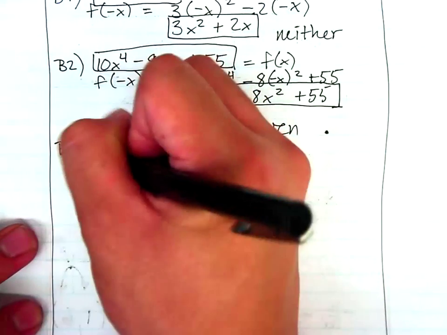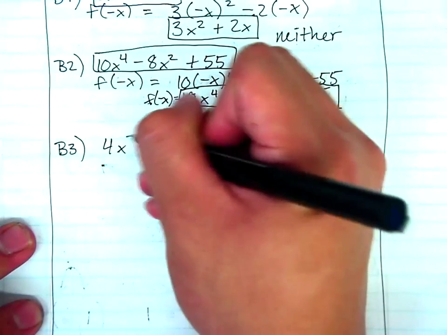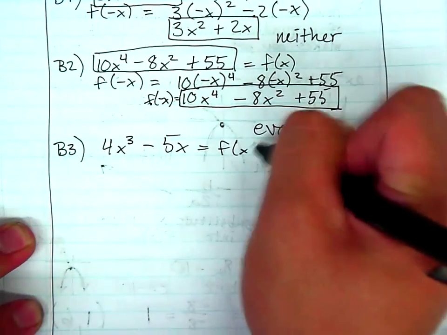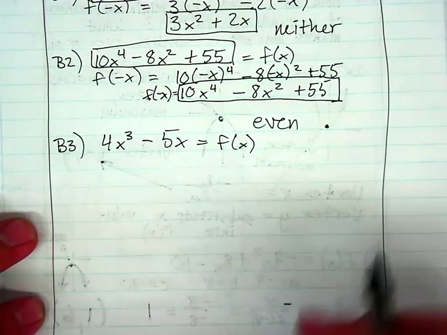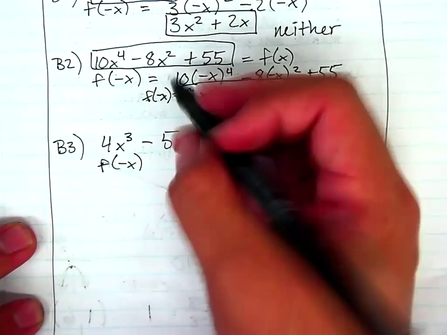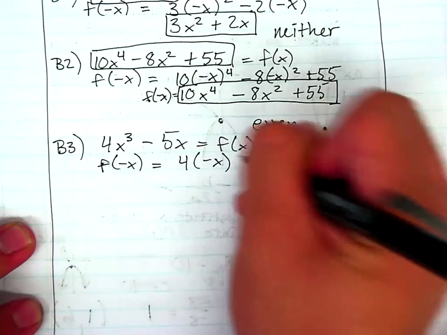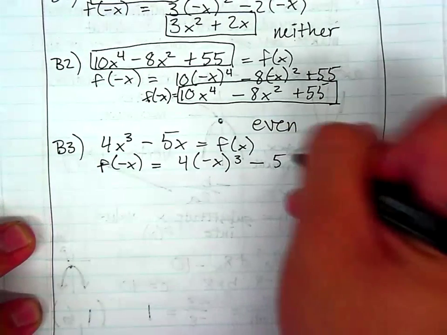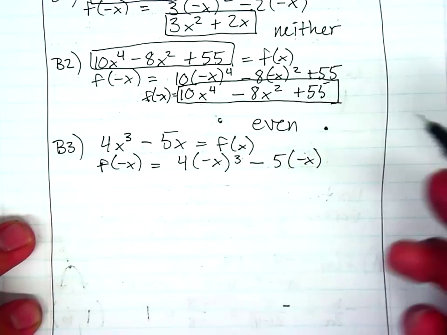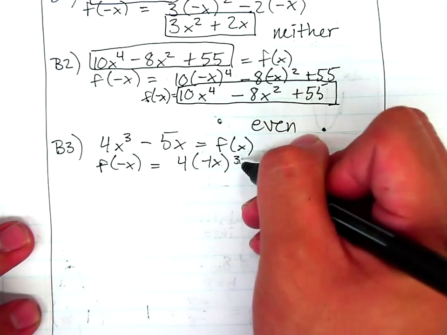I'm pretty sure you can guess what type it will be, but let's go ahead and show it anyway. So 4x cubed minus 5x equals f of x. And then I'm going to do f of negative x. Sorry for my notation, I should be writing this first. 4 negative x cubed minus 5 times negative x. Negative x cubed stays negative x cubed, okay? Because negative 1 cubed stays negative 1.